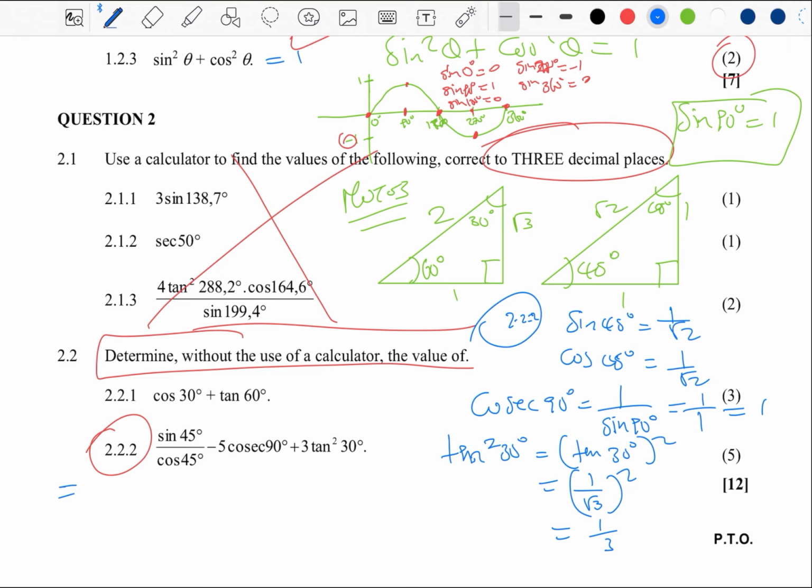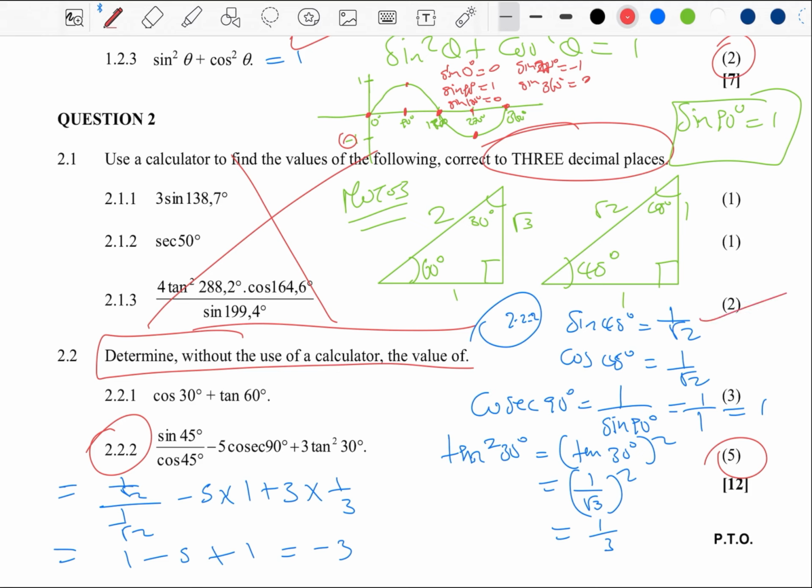And then from here, you can just simplify. So sine 45 over cos 45 is 1 over root 2 over 1 over root 2. That's just 1. And then cosec 90 is 1, and tan squared 30 is 1 over 3. So this is 1 minus 5 times 1, which is 5, plus 3 times 1 over 3, which is just 1. And 1 minus 5 plus 1, that is 2 minus 5, which is minus 3. Yeah, that's your final answer.